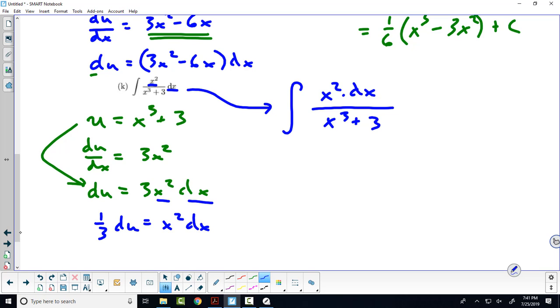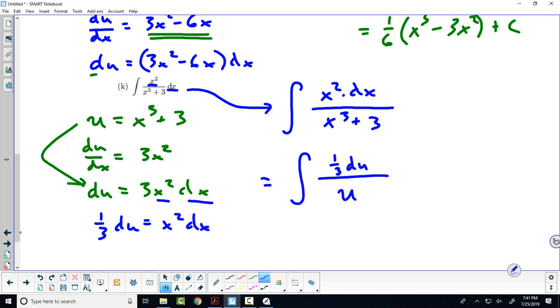Okay? So it is just a multiplicative component, and so I can think of it as dx over 1 and then multiply the fractions together. I would never do this step normally, but I think it helps to see the substitution a little bit better. So what am I going to do? I'm going to replace the denominator, x cubed plus 3, with u. Then what am I going to do? I'm going to replace the x squared dx with what? 1/3 du.